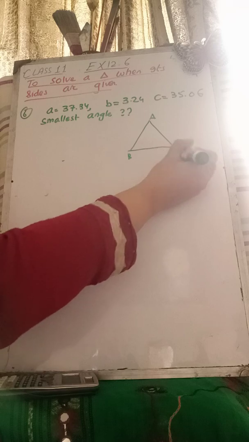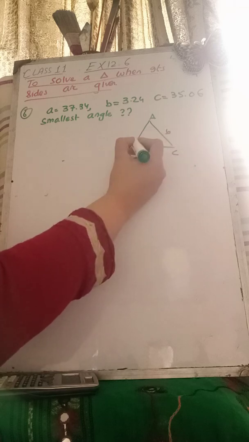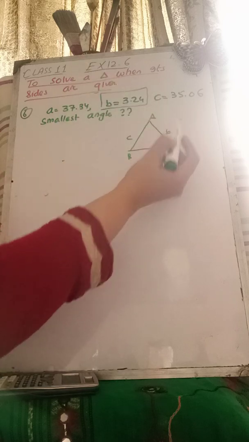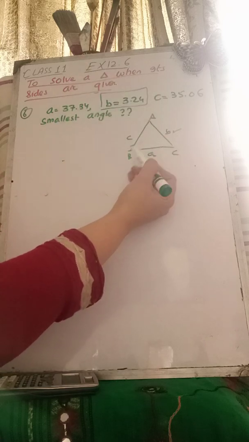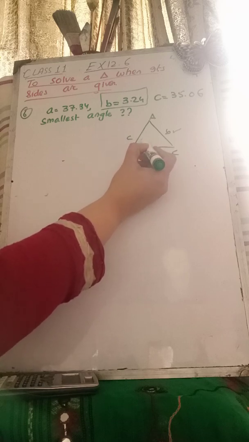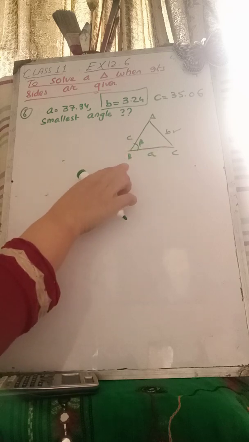A, B and C. So out of these three, the smallest side is B. Okay, so the smallest angle will be the angle which is opposite to this side, and which should be beta. So it means that they are asking for beta. So let me use the formula of cosine. You can use any formula, okay, out of the three formulas that I have written before.